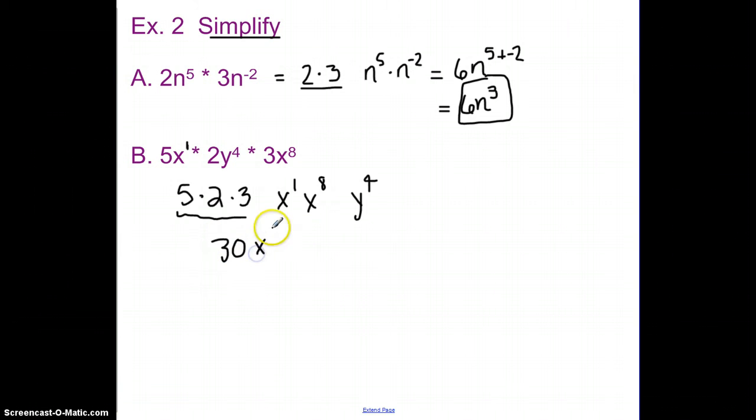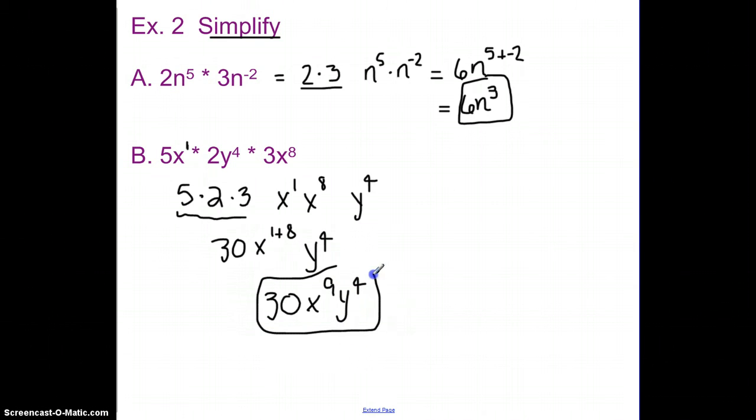Then to solve my x values, I would just have to take my 1 and my 8 and add it together. And the y only has one exponent of 4. So my final answer is going to be 30, x to the 9th, y to the 4th. And this is going to give me my final answer.